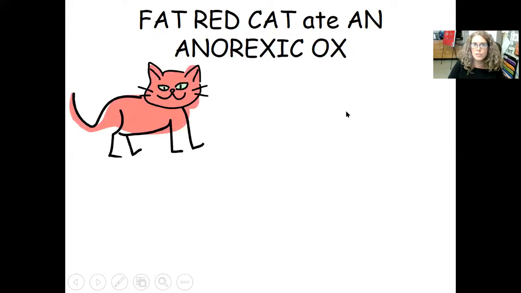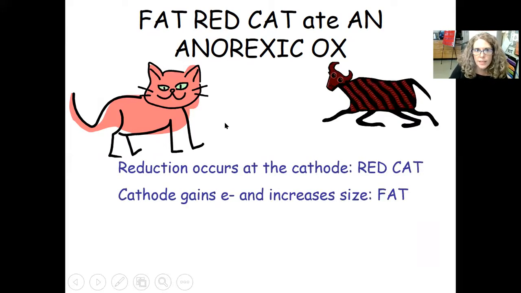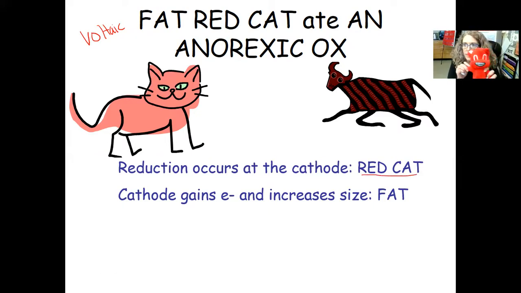Okay, so these are some memory tricks. We have a fat red cat. Let me see if I can move my little bar down here for a little bit. Okay, fat red cat ate an anorexic ox. So this is how we're going to help to memorize and understand our Voltaic electrochemical cell. There are two electrochemical cells, Voltaic and electrolytic. So this is going to be our Voltaic. Reduction occurs at the cathode, so red cat. It's a pretty ugly red cat, right? So reduction occurs at the cathode.